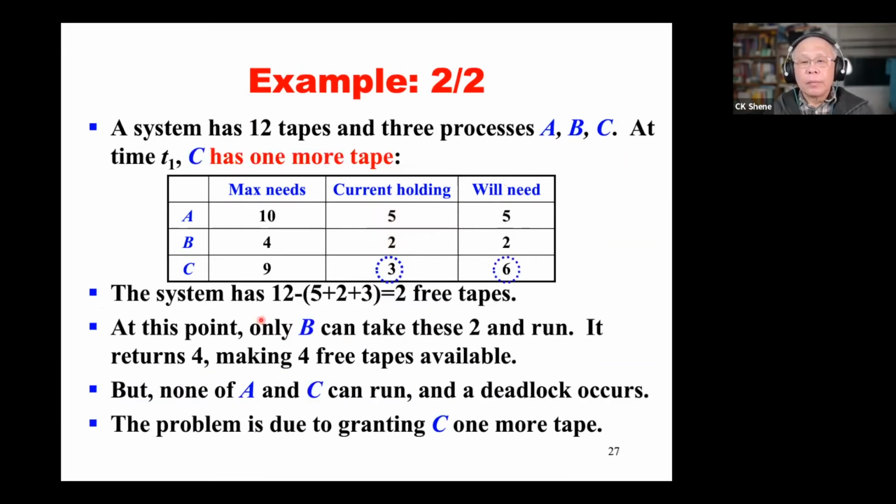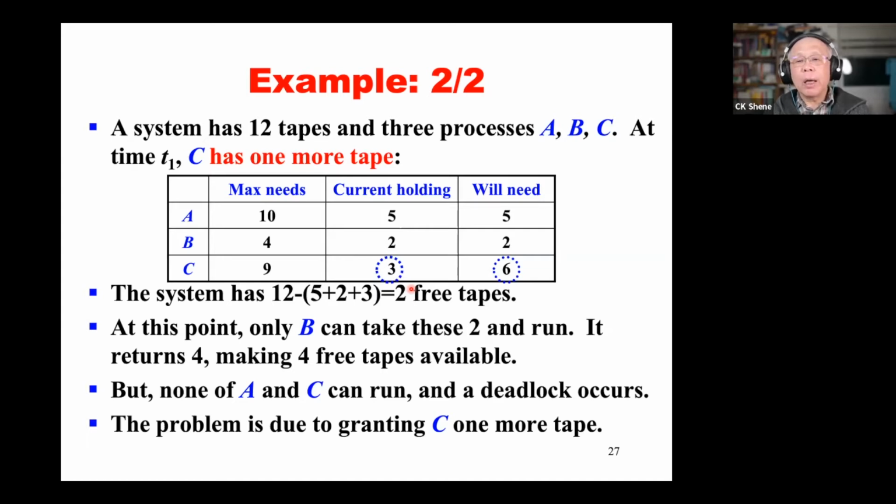Now, suppose the system still has 12 tapes and still 3 processes. At some other time, say T1, C for some reason received 1 more tape. So originally C had only 2, but now C has 3. Then what C would need would be 6. So the total number of tapes allocated would be 5 plus 2 plus 3, and we have only 2 free tapes. Now in this state, is the system safe?